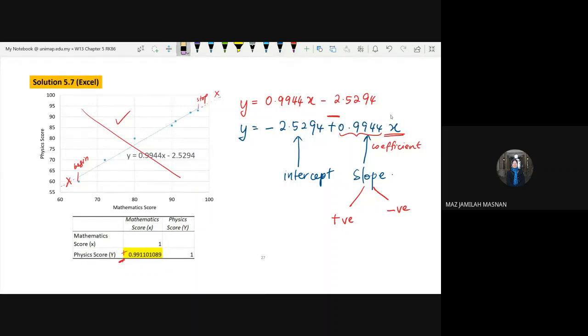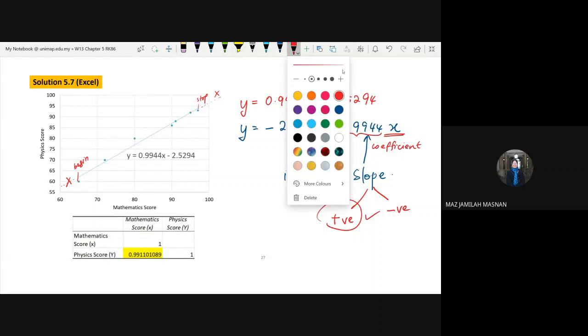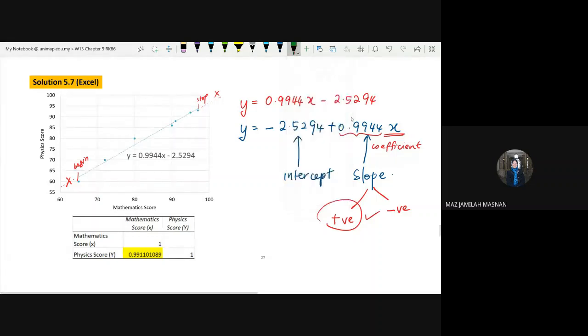So in this case, we have positive. So this is our case. Now, the slope tells you whether you have a negative or positive relationship between your x and y. Now, what does this value tell you, class? How do you interpret this?